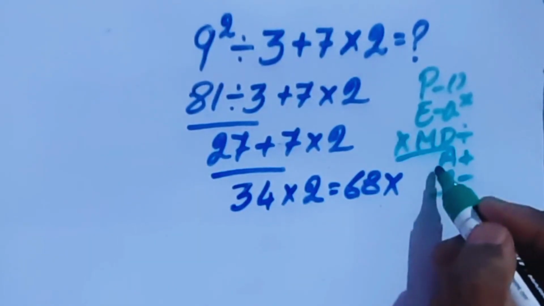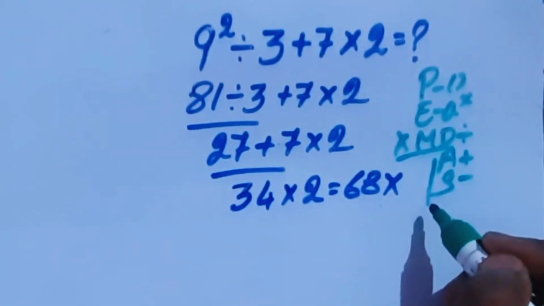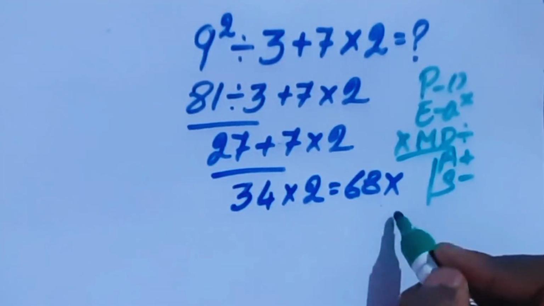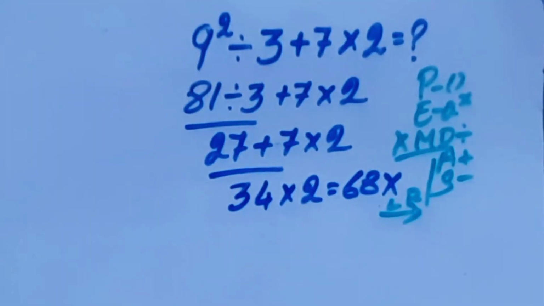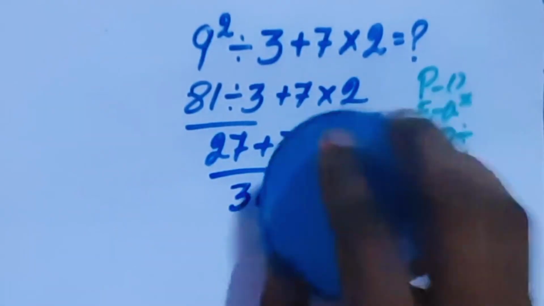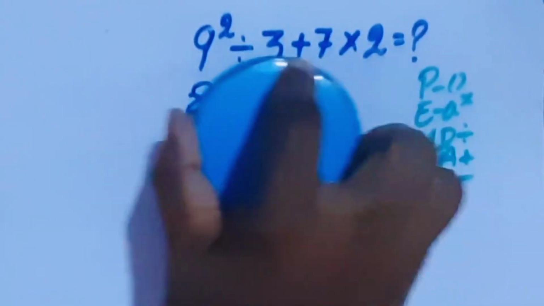Here multiplication and division both are equal priority. Also addition and subtraction both are equal priority. For this equal priority, we are going to introduce this left to right rule in the problem. Now we are going to solve this problem in the correct order by using this order of operations PEMDAS.